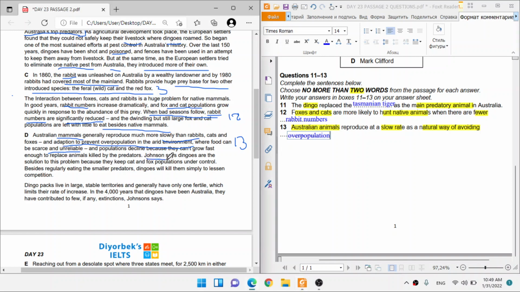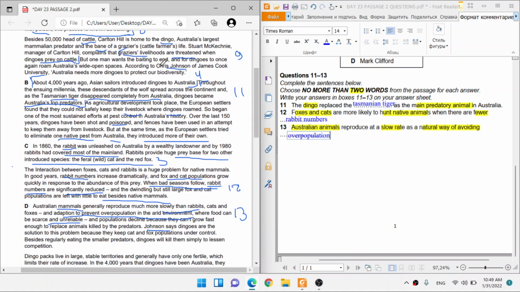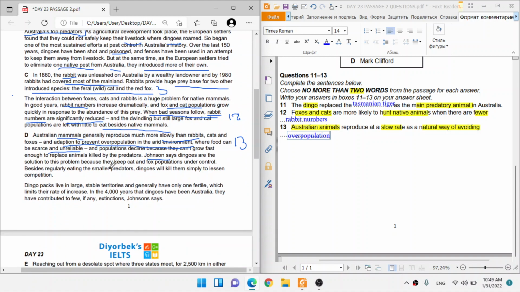Johnson says dingoes are the solution to this problem. So again, our guy in paragraph B, if I may, is Chris Johnson. He is again saying dingoes are the solution. How? They keep cat and fox populations under control.